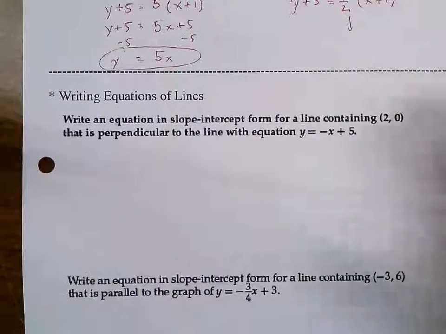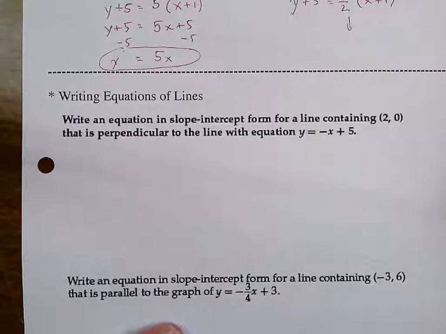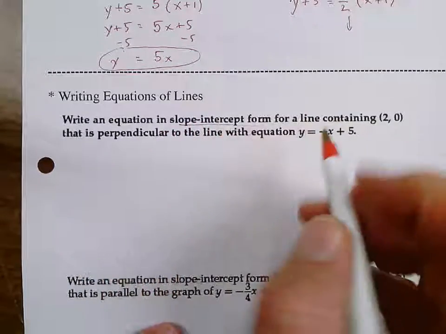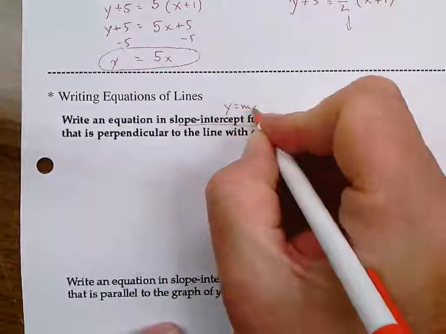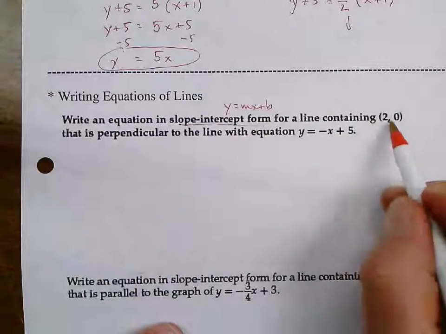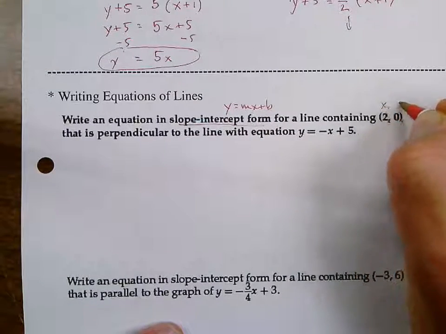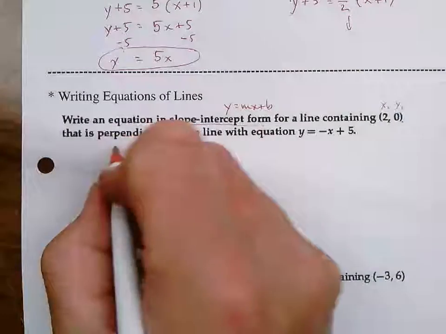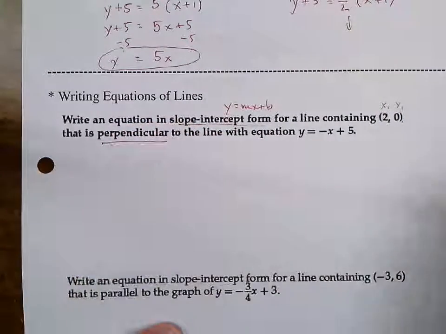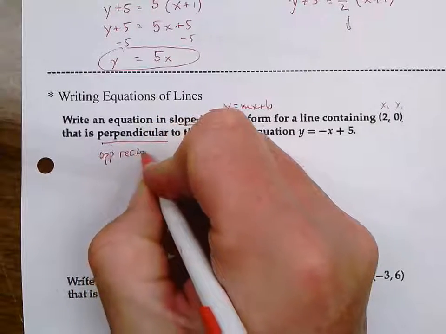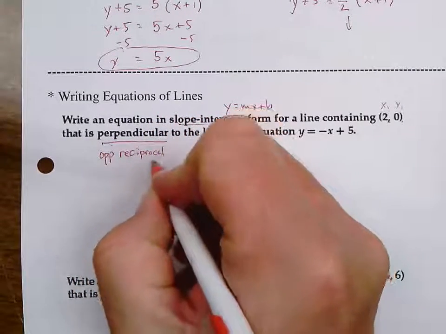Okay, so here we go. We're bringing it all together. First thing you have to remember is perpendicular. So I see right away, write an equation in slope-intercept form, so I want my equation to look like y equals mx plus b, for a line containing (2, 0). I know that's going to be my x1 and my y1. And perpendicular, right away I see perpendicular, I'm thinking opposite reciprocal slopes.